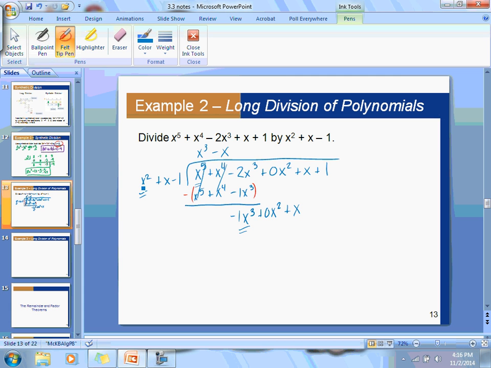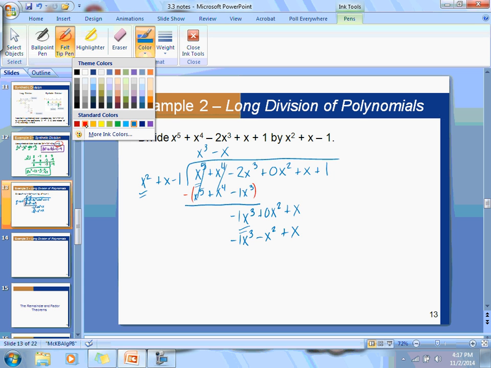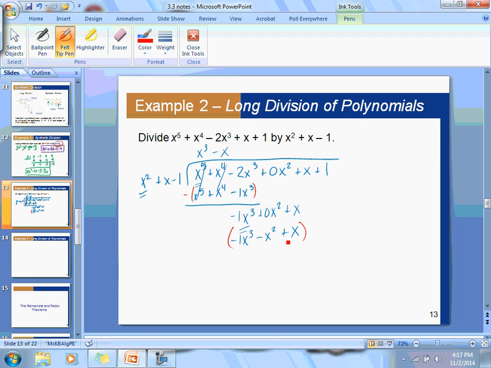So negative x times x squared is negative 1x to the third. Negative x times x is negative x squared. And then negative x times negative 1 is positive x. And then again, you want to put those in parentheses and subtract.